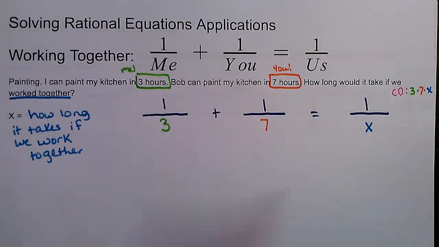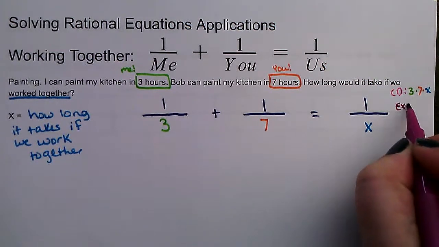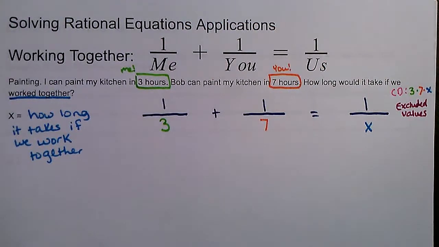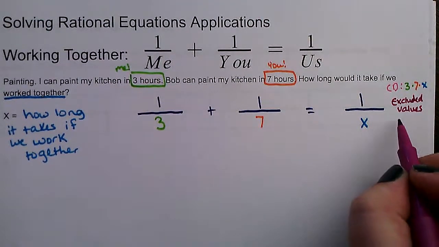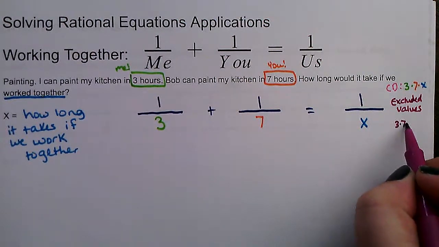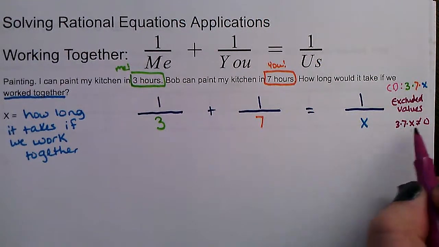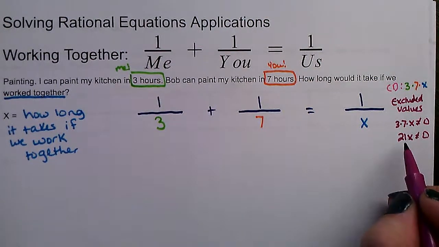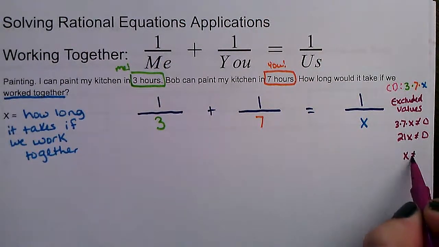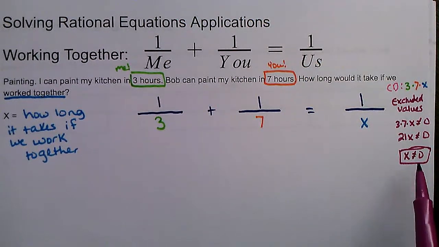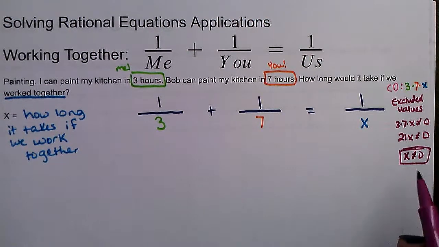Okay, then we have to talk about our excluded values. Our excluded values are where our common denominator equals 0, because remember, you can't divide by 0. To do that, we take our common denominator and set it not equal to 0, because we know it can't equal 0. Then we multiply those all together. So 21x cannot equal 0. If I divide both sides by 21, I get x cannot equal 0. So x cannot equal 0, which means it can't take us 0 hours to work together. That makes sense. If we're actually doing something, it's not going to take us 0 hours to do it.